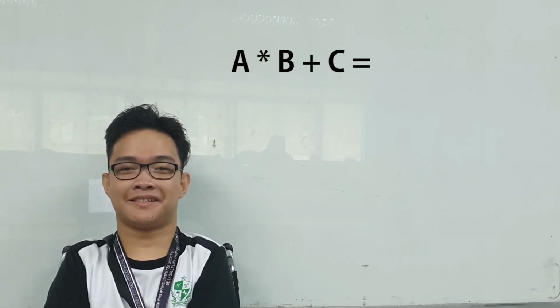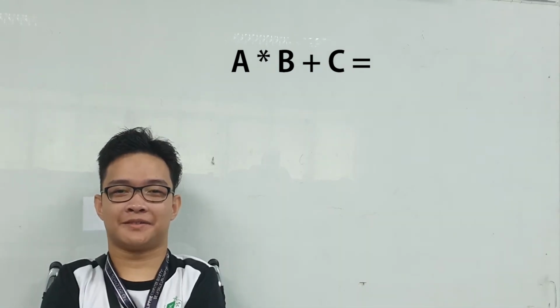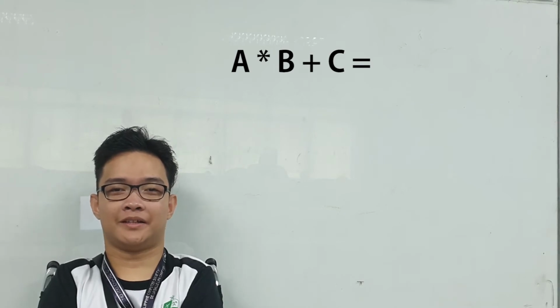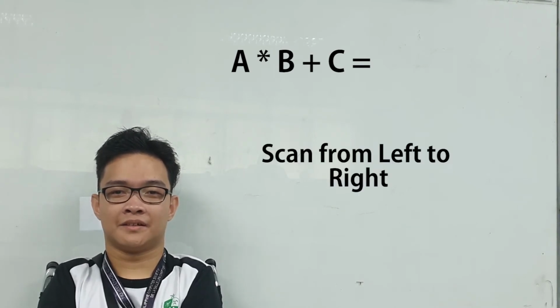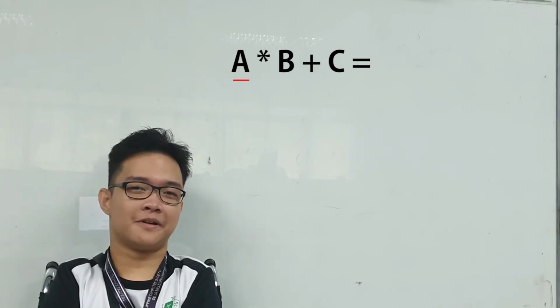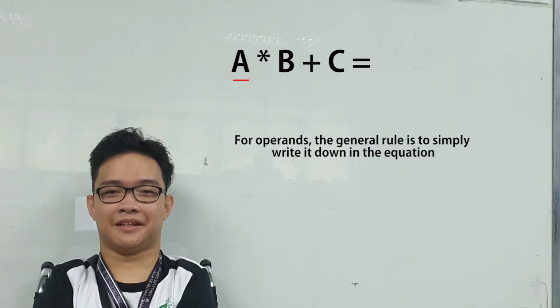A times B plus C equals. We will perform this one by one, meaning we will scan each operand and operator from left to right. First up is A, which is an operand. For operands, the general rule is to simply write it down in the equation.